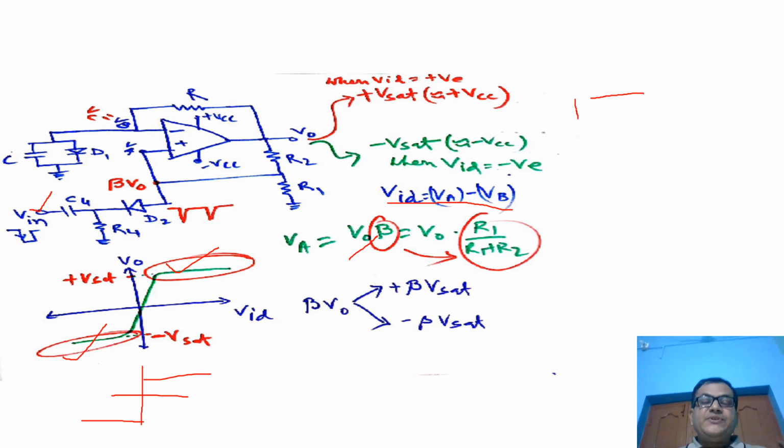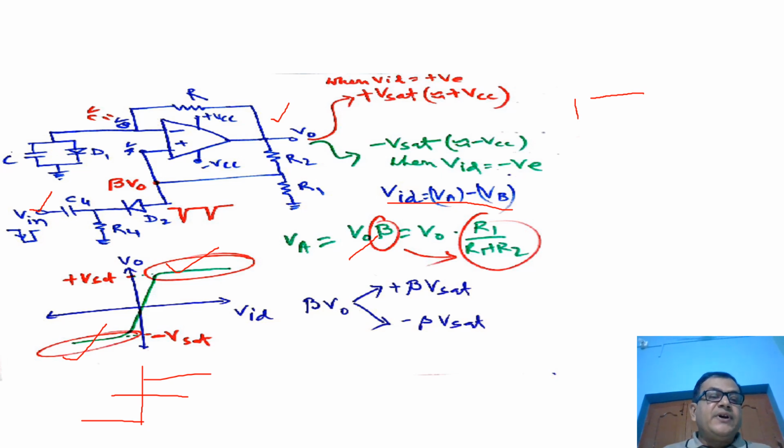Now see, let us say the output is plus V set, that is the stable state according to this configuration. So the output is plus V set, a positive voltage. This positive voltage makes this diode forward biased. So there will be one current flowing through this path, and after this point it will try to divide into two portions.